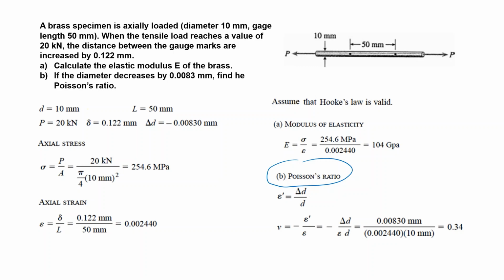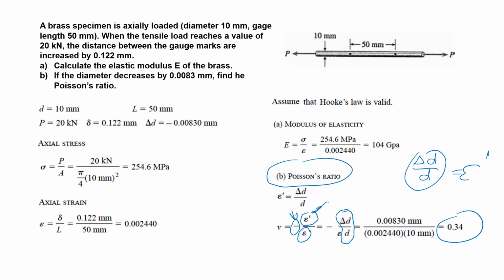We know that the lateral displacement delta D over D is epsilon prime, and epsilon prime, that's the lateral displacement to the longitudinal strain, gives you the Poisson's ratio with a negative. So this value is delta D over D. We put in the values and find that 0.34, which is a typical value for metallic material, is obtained.